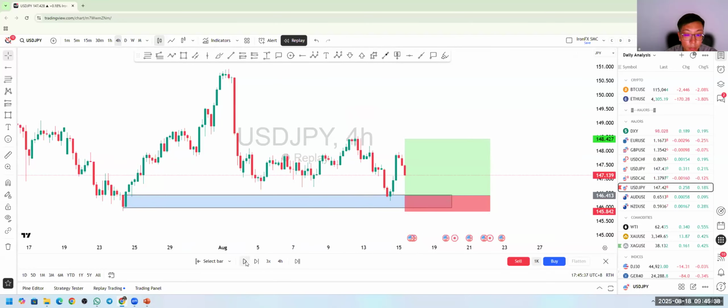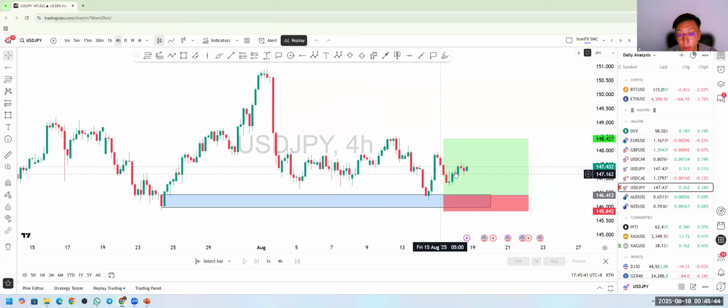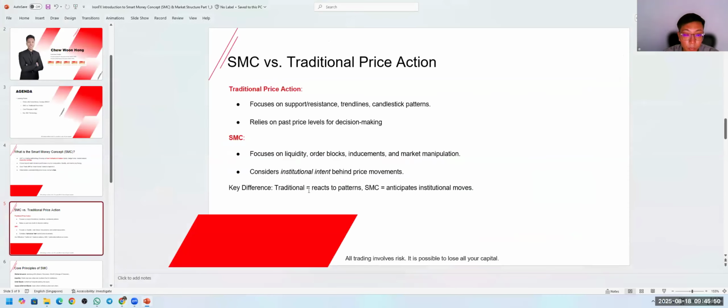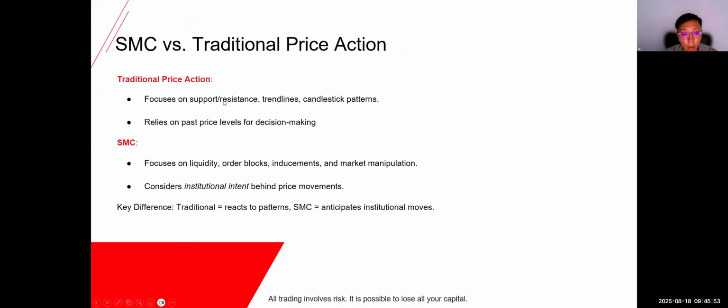So far, if you entered, price is still playing out. So traditional price action works. But if you are able to master SMC, it will allow you to trade together with the majority of the big players. Instead of just focusing on SNR, you focus on order blocks, market manipulation, etc. So all in all, SMC focuses on liquidity, order blocks, inducements.